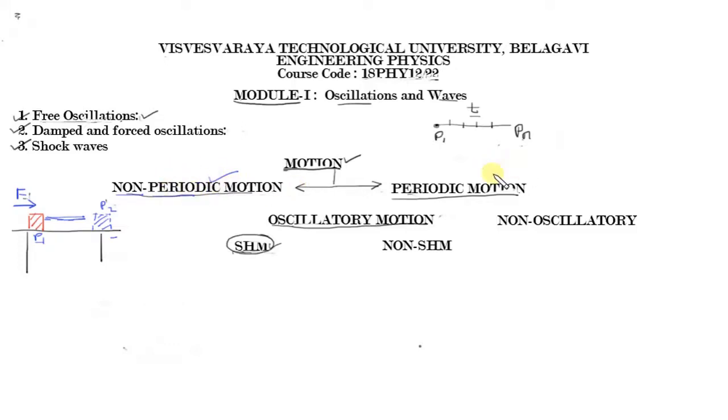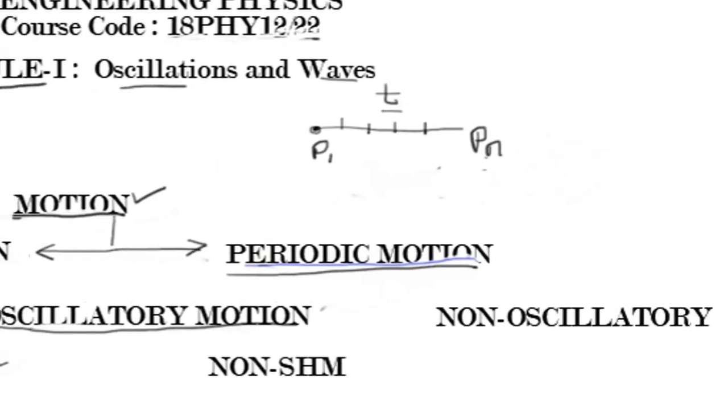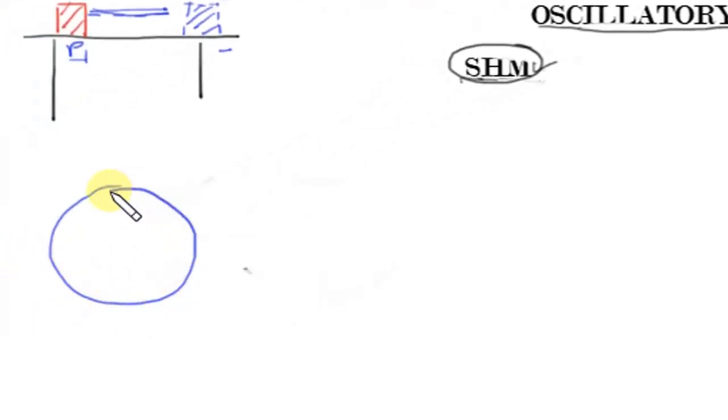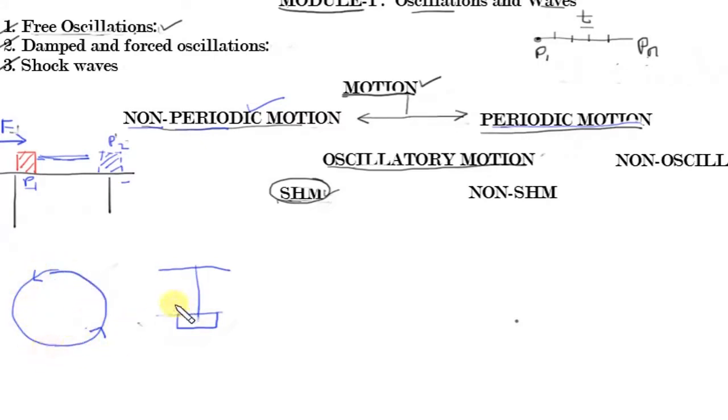So let us see the periodic motion. First let us see what is periodic motion. For periodic motion we can take 2 examples. One is circular motion and another one is simple pendulum. When we say periodic motion, the object is repeating its position again and again, or the object is making the same position by making a to and fro motion. These are the 2 major examples of periodic motion.